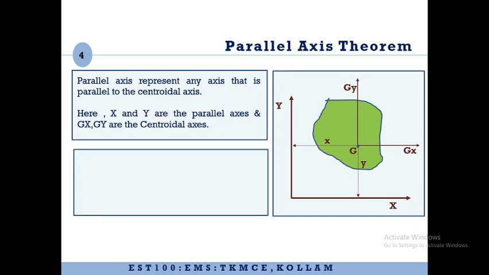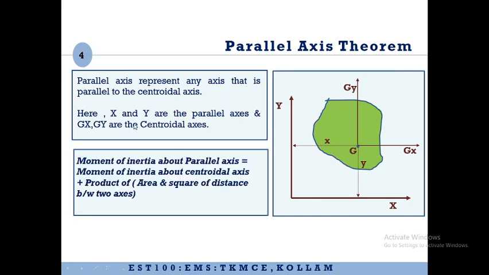Now, the parallel axis theorem states that moment of inertia of a figure about the parallel axis is equal to moment of inertia about the centroidal axis plus product of area of the figure and square of the distance between the two axes.